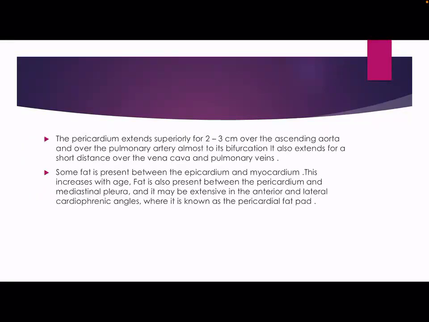The pericardium extends superiorly for 2 to 3 cm over the ascending aorta and over the pulmonary artery almost to its bifurcation. It also extends a short distance over the vena cava and pulmonary veins. Some fat is present between the epicardium and myocardium, and also between the pericardium and mediastinal pleura, and it is more extensive in the anterior and lateral cardiophrenic angle. These are known as the pericardial fat pad, and the amount of this fat increases with increasing age.